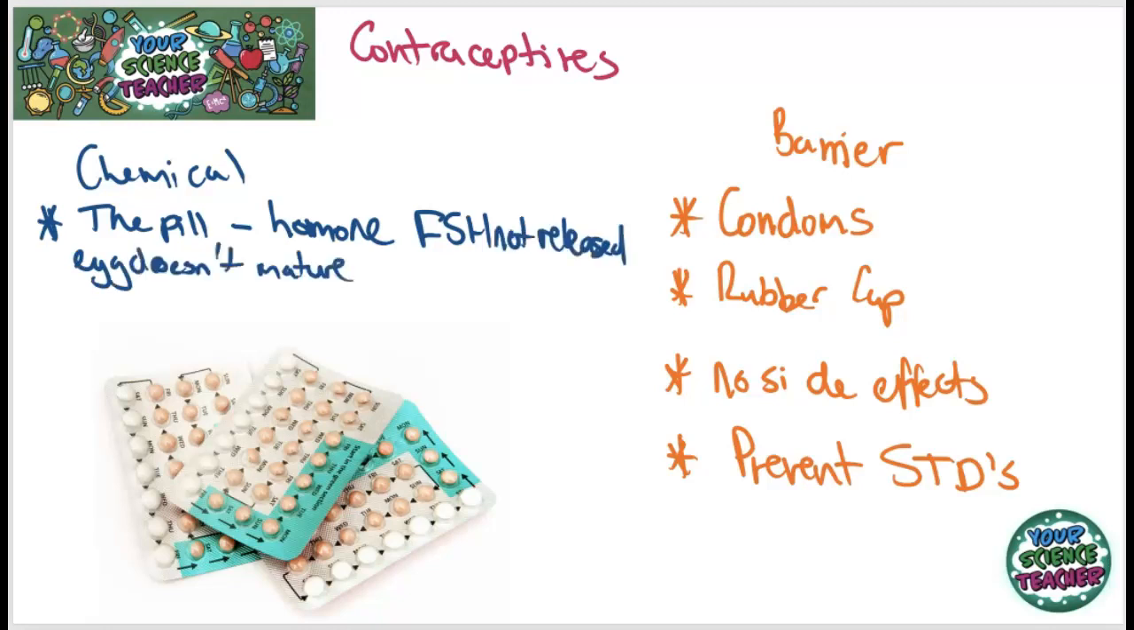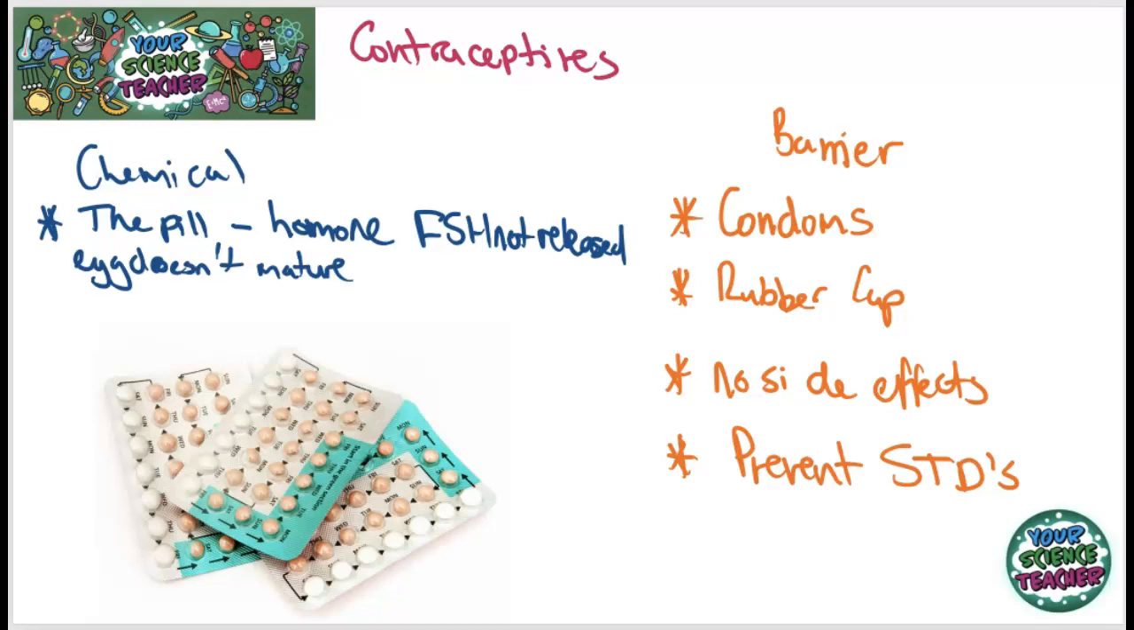But the pill does come with some side effects. For example, if you miss a day on the pill, sometimes FSH can be released and a spontaneous egg can be released into the system and you can become pregnant. Also, the pill can mess with your hormone balance, and that cannot be perfect. And in some cases, the pill has caused blood clots.